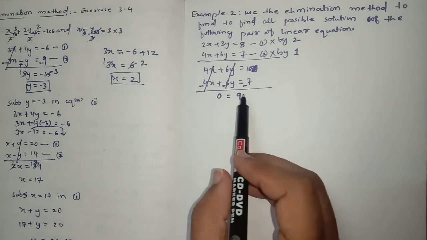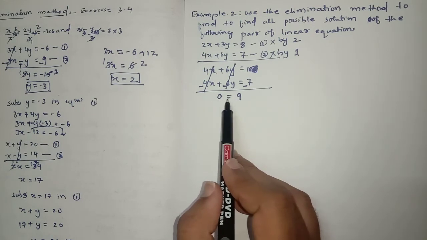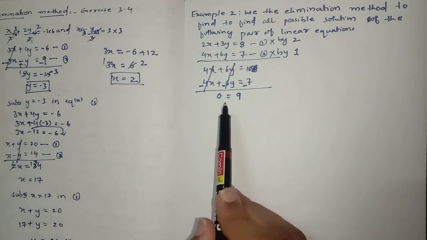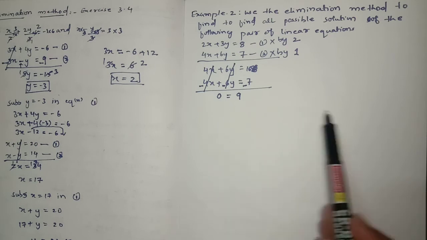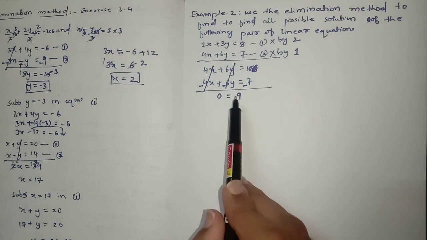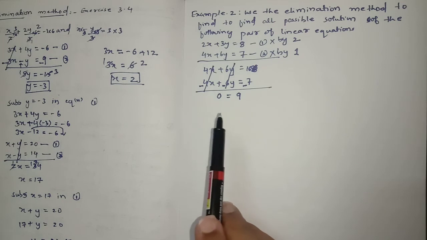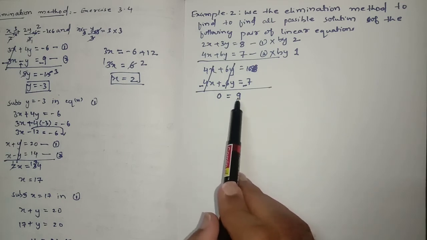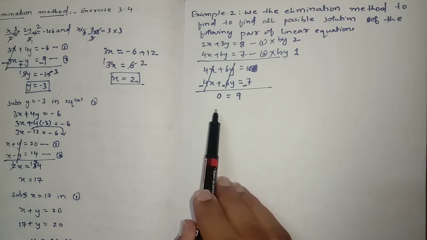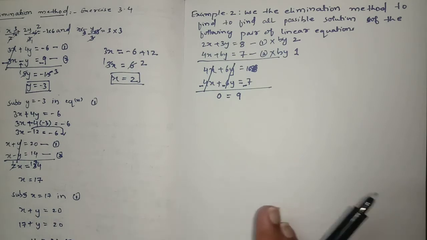Student, instead of getting the values of x and y, what we are getting here? We are getting 0 is equal to 9. Now what does it mean? That is important. First of all, student, 0 is equal to 9 is not a correct statement. This is a false statement, student. 0 is equal to 9 is a false statement, not correct. So the pair of linear equations has no solution, student.